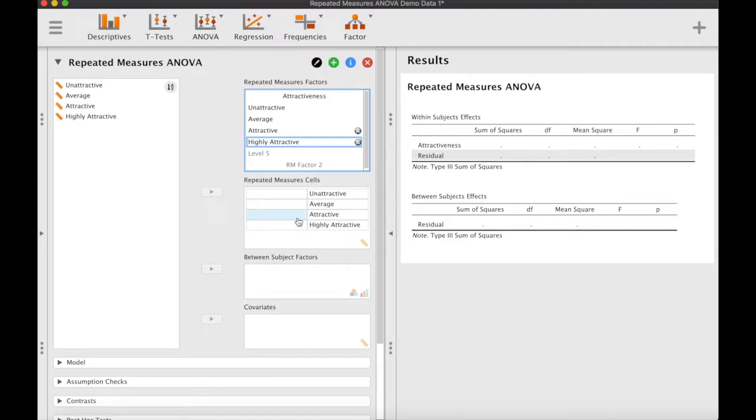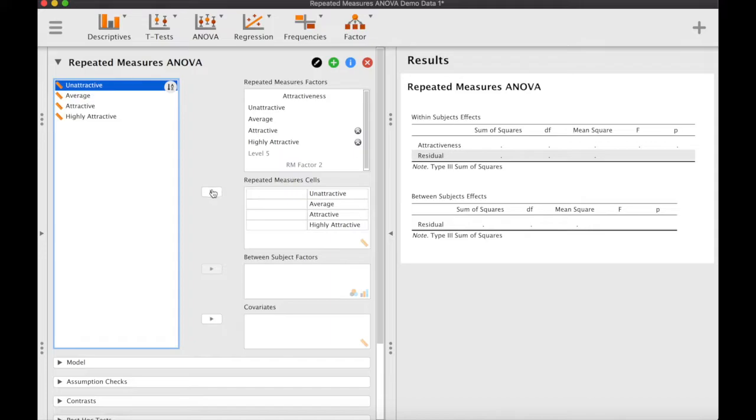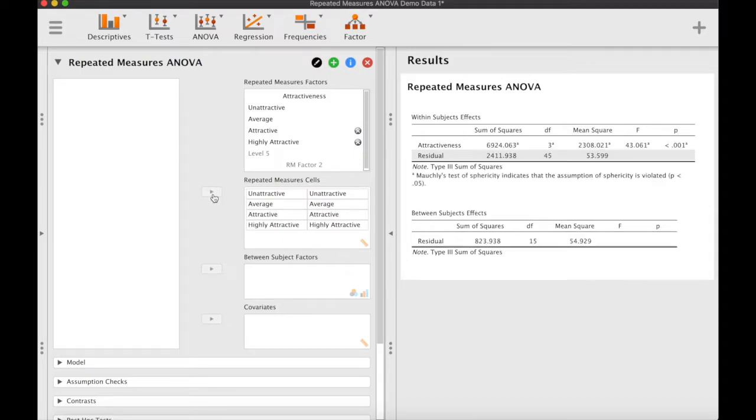Okay, so what we want to do now is to simply transfer these variables over to these spaces. Okay, let's do that. All right. So this is our initial result.